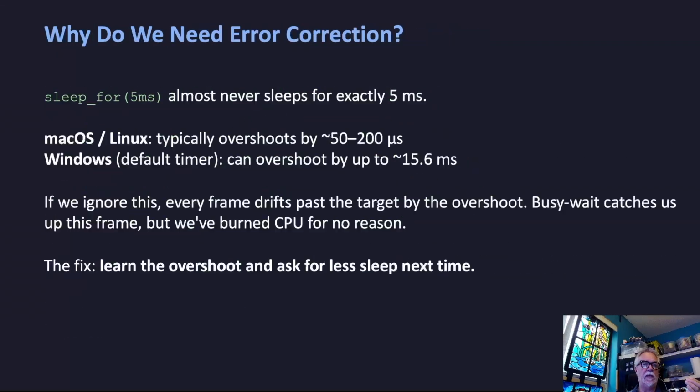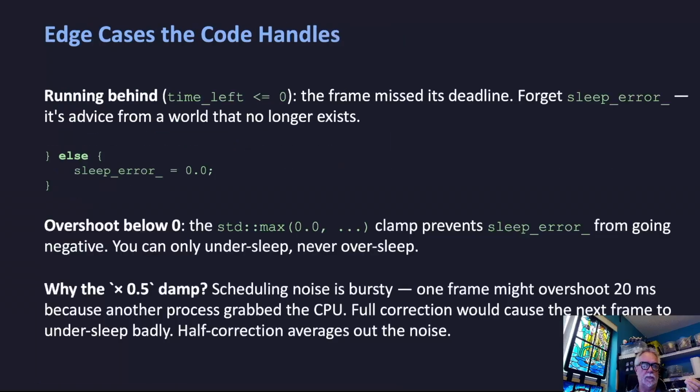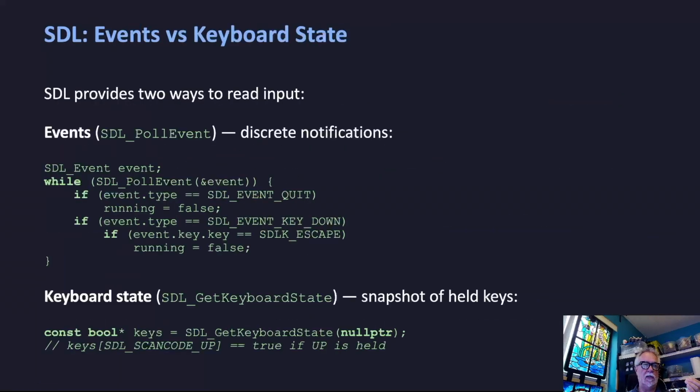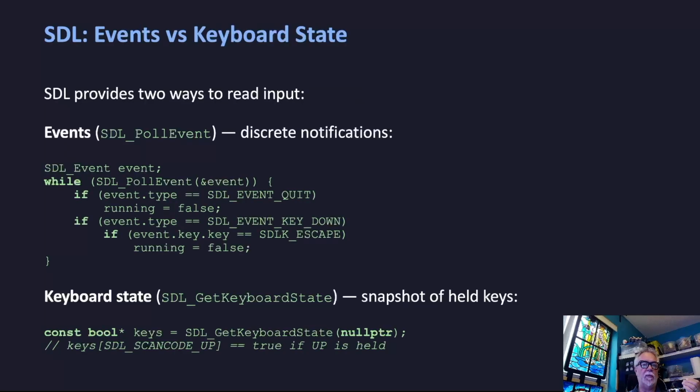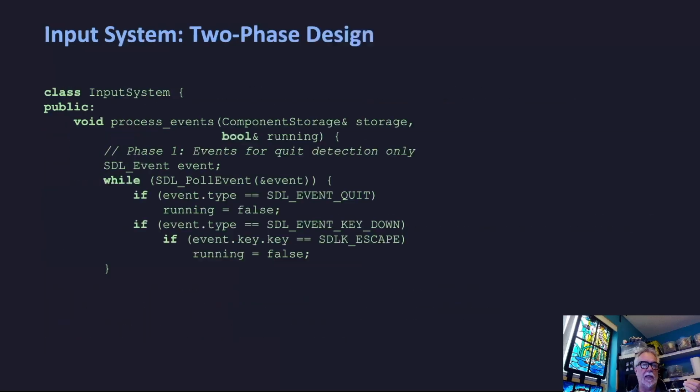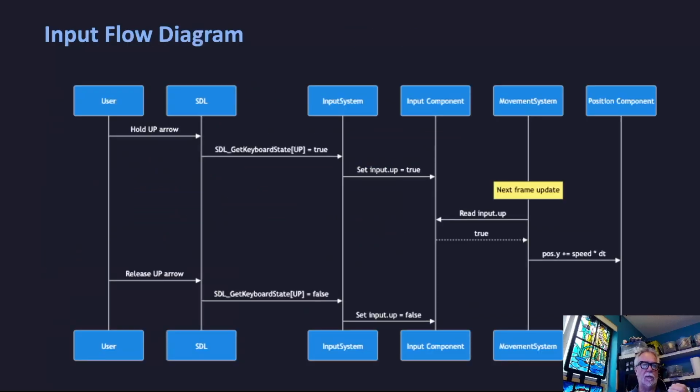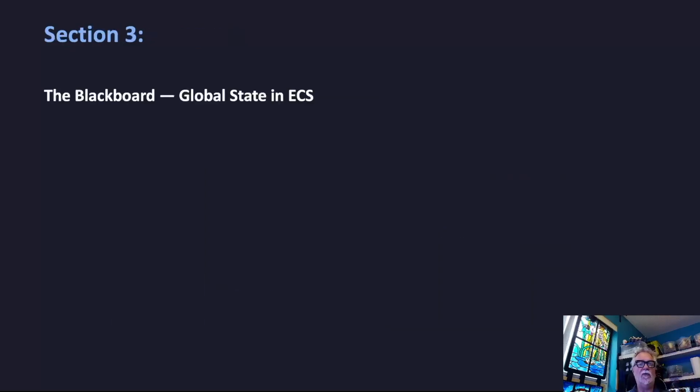The next thing that we did was we talked about events and input and how we can use the keyboard map from STL to get our data. We talked about the flow, and we showed how this particular setup allows the movement system to just keep doing the right thing as long as that component is set to up. Now, we've talked about entities, components, and systems.